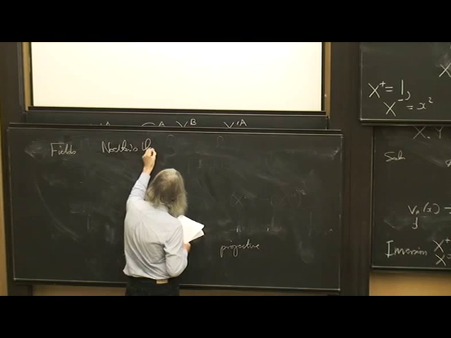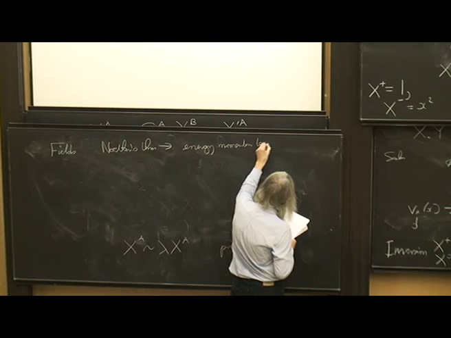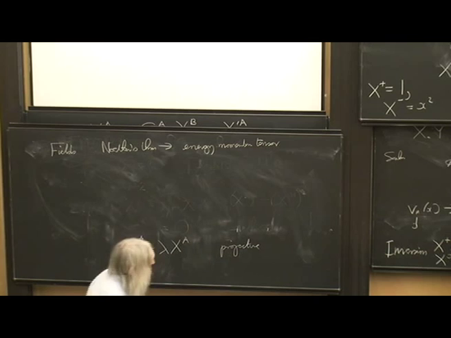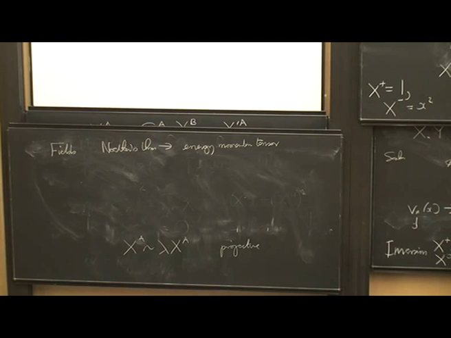Give you an energy momentum tensor. And then the energy momentum tensor will be such that if it's a quantum field theory, we can use this to construct operators which satisfy these various commutation relations.